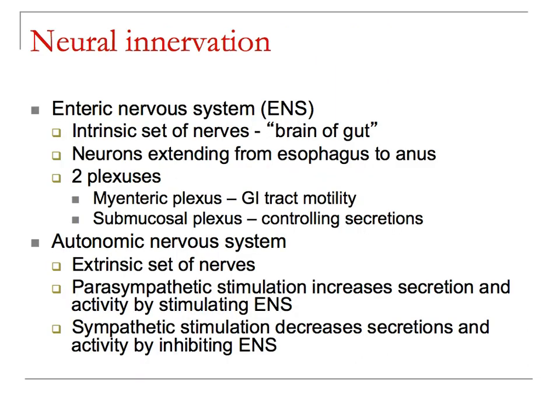In total, the neural innervation inside the gastrointestinal tract is called the enteric nervous system. Brains of the gut is what I put here. It has the myenteric plexus, which controls GI tract motility, and then submucosal plexuses, which control secretions. How does the stomach know when to secrete mucus or hydrochloric acid? It's essentially part of the autonomic nervous system, where the parasympathetic nervous system stimulates secretion by activating the ENS. Sympathetic stimulation decreases secretions and inhibits the ENS, which makes sense.